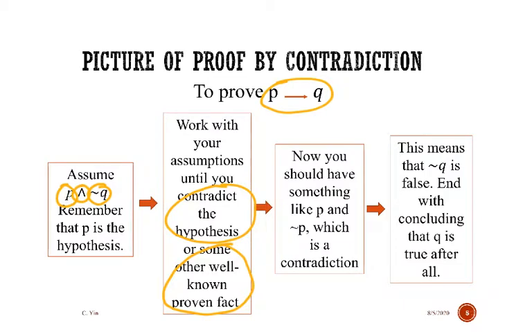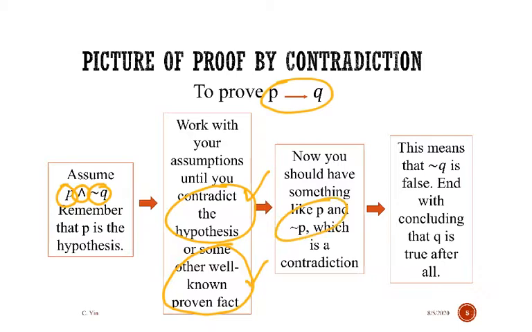And that's probably the difference between a proof by contradiction and a proof by the contrapositive. In a contrapositive, you're just showing that not P is true. In this particular case, when you're doing contradiction, it could be that you're contradicting the hypothesis, but it also could be that you're contradicting some other well-known proven fact. If you know that can't happen, then that would lead you to your contradiction. And so then you should have something like P and not P.